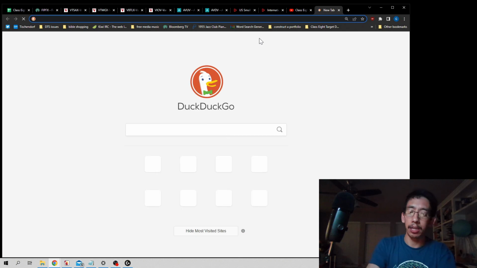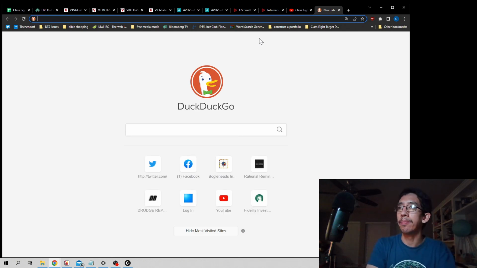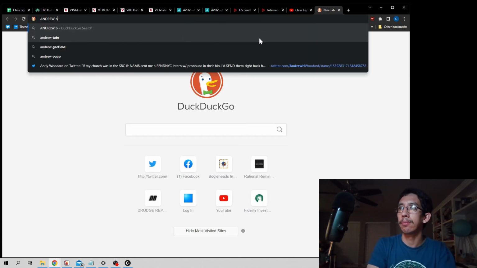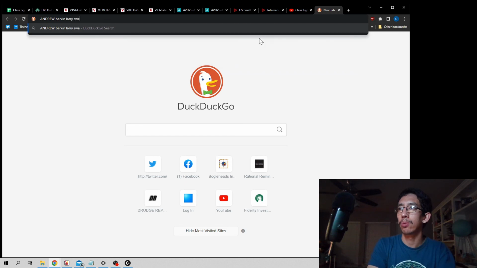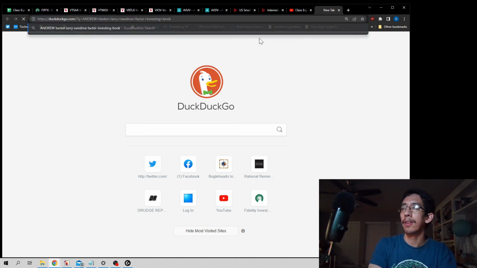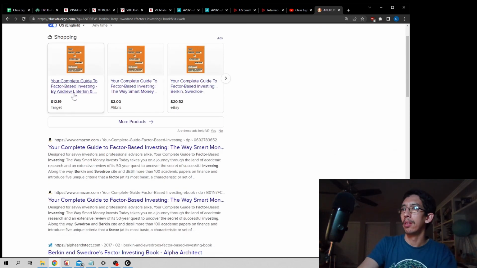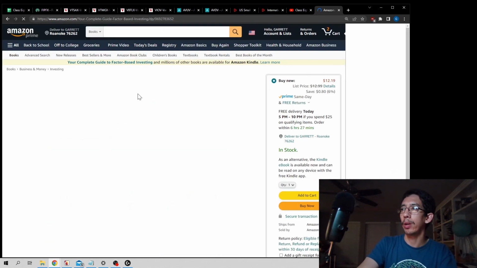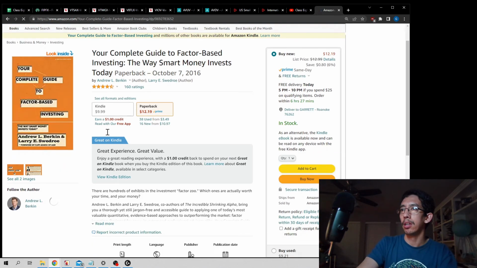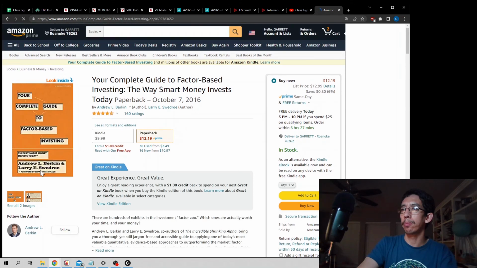And I didn't pop it up. Let me do it now. Andrew Berkin, Larry Swedroe, factor investing book. And it should pop up. That's the one with the orange cover. Your Complete Guide to Factor Investing: The Way Smart Money Invests Today, by Andrew Berkin and Larry Swedroe.